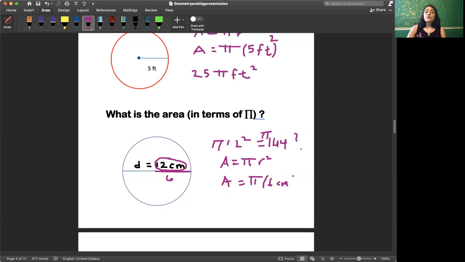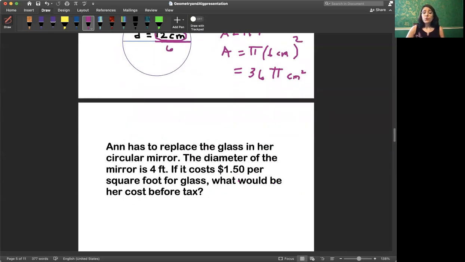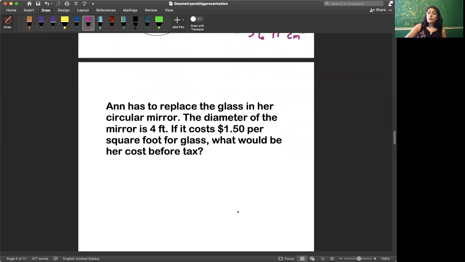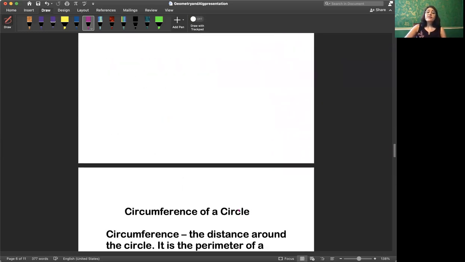And then remember, we're squaring that. So let's put our number here. We have 36, and then we have pi, and then we have centimeters squared. And that's our answer. And then what we will do is a word problem and learn how much we would have to pay for mirror glass, but we need to find the area.